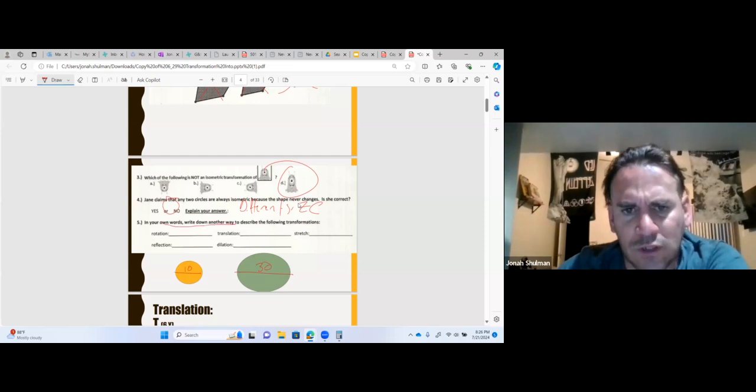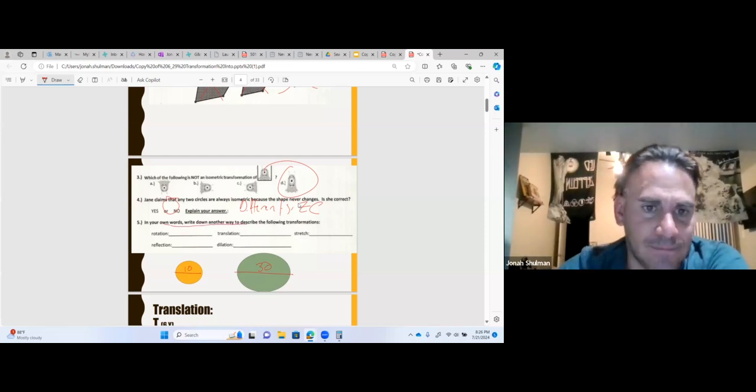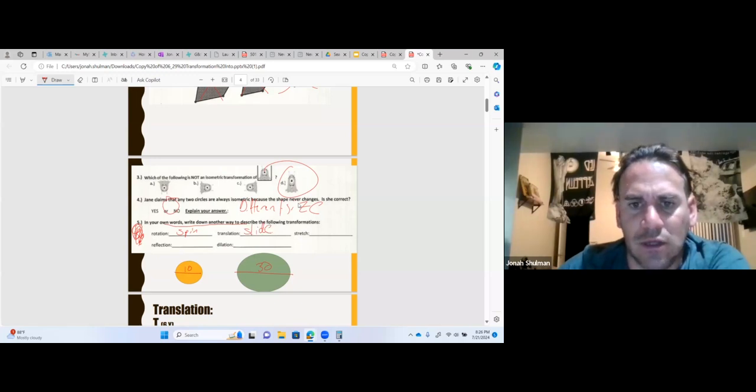All right, so in your own words, what are they? A rotation is a spin, and this is what it looks like. R, this little o, I'll do the notation after. Translation is a slide, you're sliding. A stretch is kind of like you're pulling it. Dilation is a shrink or grow, and a reflection is a flip.